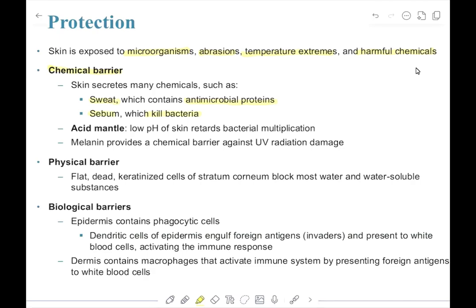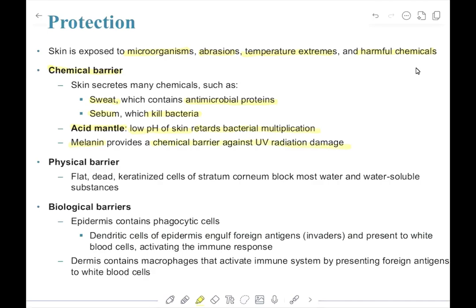Also present in the skin is what's called an acid mantle. It's just like what it sounds like. Acidic means a low pH, so the low pH of the skin is going to prevent bacterial multiplication. The next part of the chemical barrier is melanin. And as we know, melanin is the pigment produced in the deepest part of the epidermis. It provides a chemical barrier against ultraviolet radiation damage.